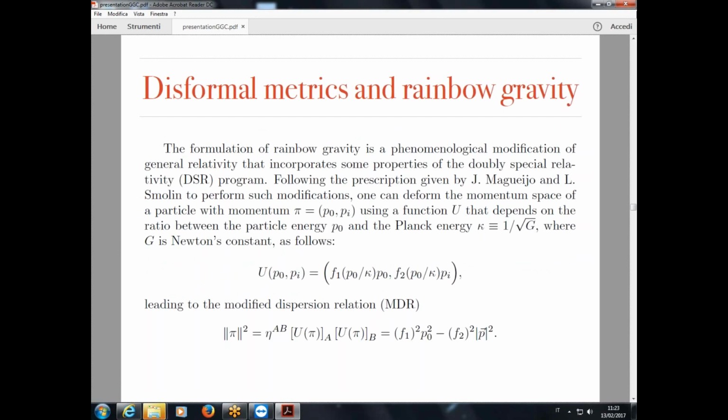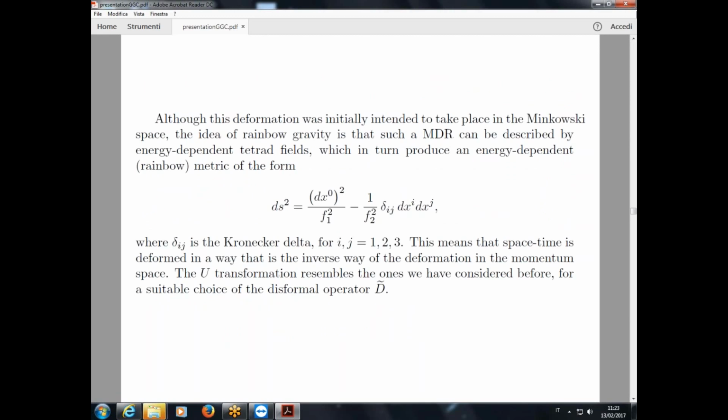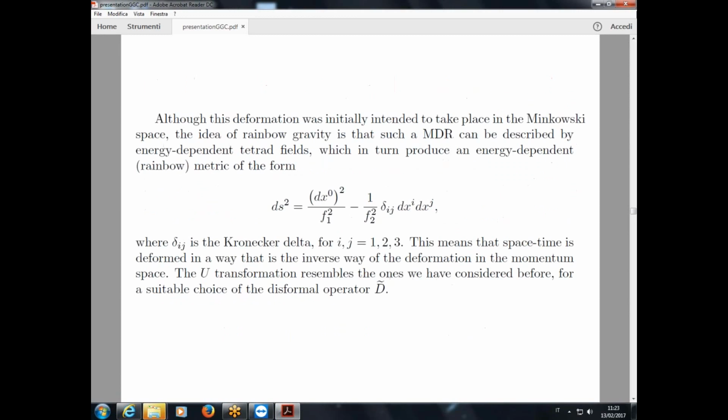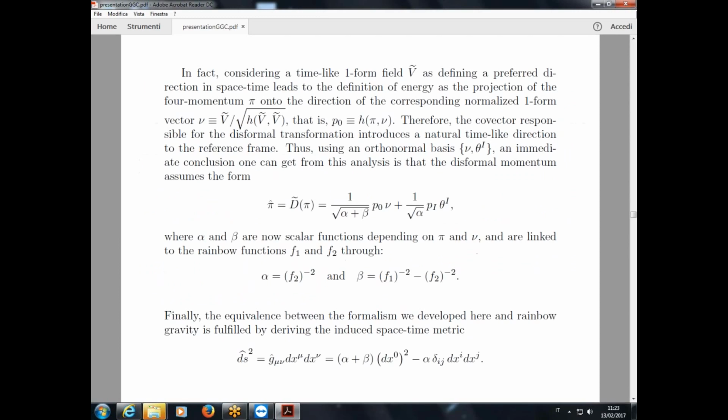Next slide. Okay, for this formal metric, you need a vector field. So you take the dual and define the energy as the projection. And you're going to take P0 to be the co-metric applied to the momentum and this co-vector field that is fixed. And you have everything in perfect analogy.